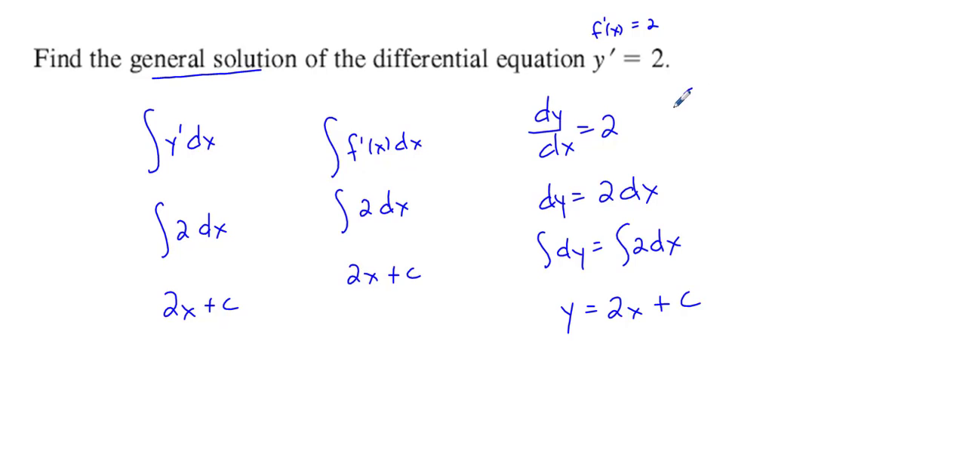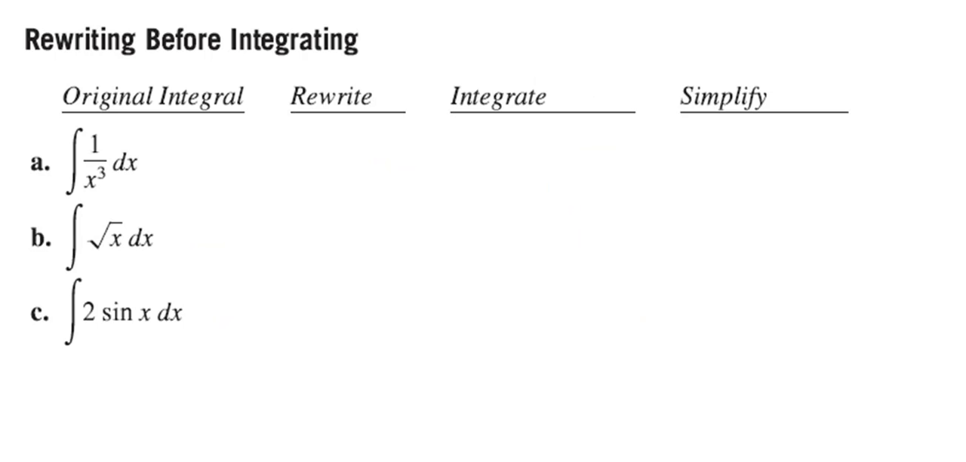This is one we'll focus on a little bit more later. We can do it this way for now. This is called separating variables. We'll get into that more later. All right, let's do a little bit of rewriting and just do a couple practice problems. Go through, rewrite, find the antiderivative, then simplify the antiderivative, if you would, please. Work on these 3 problems, see what you come up with. Then we'll up the ante a little bit and make some more difficult problems.